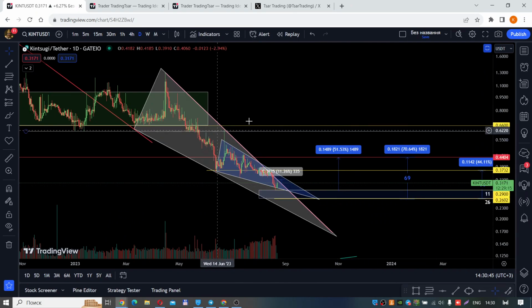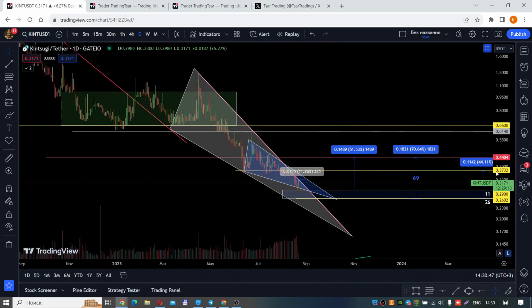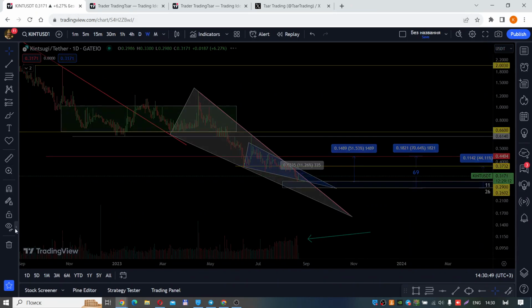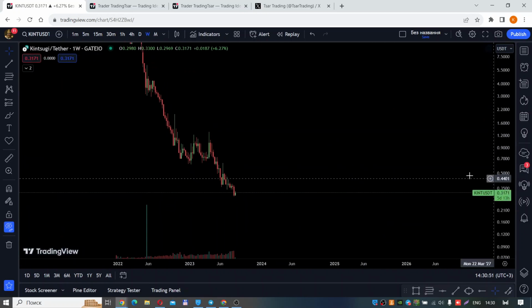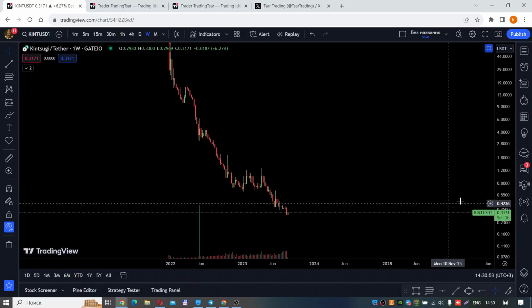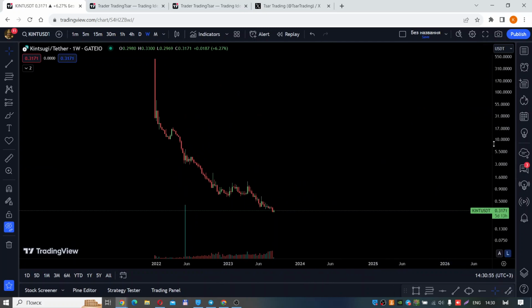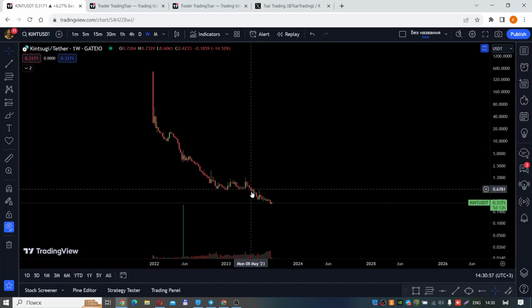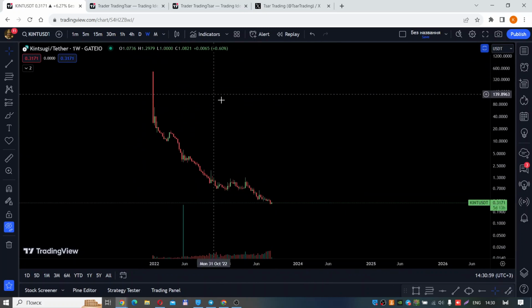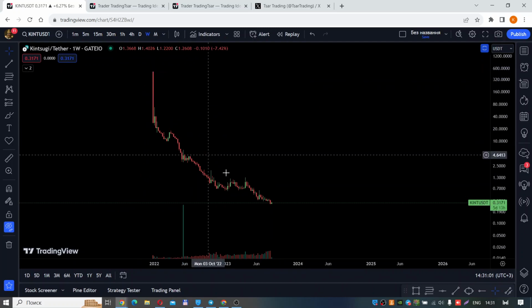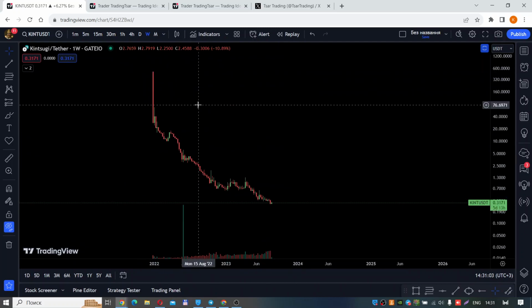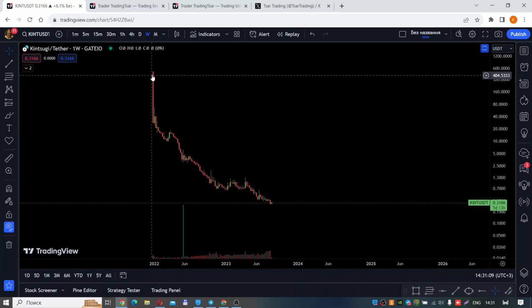Okay, so let's get into this Kintsugi idea. Let's start with the main trend, for which we're gonna look into weekly. So on weekly chart, it's basically the downtrend, falling. The price is constantly falling down, which has no difference from any other altcoin.